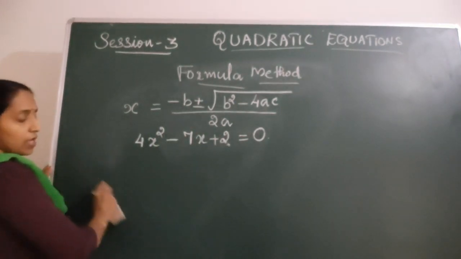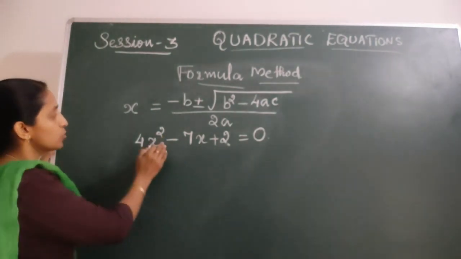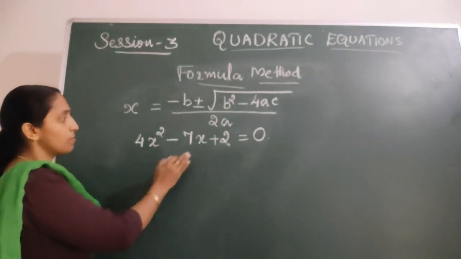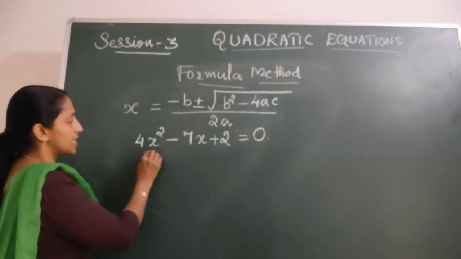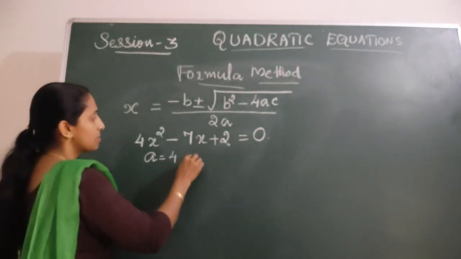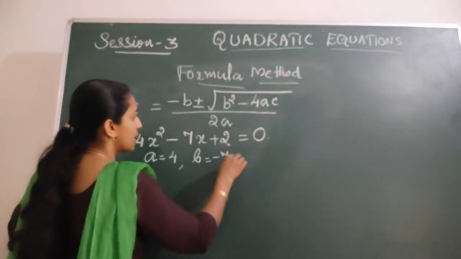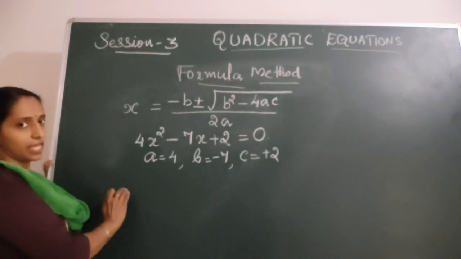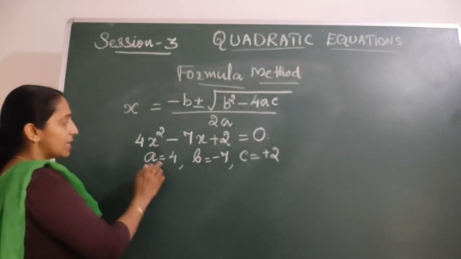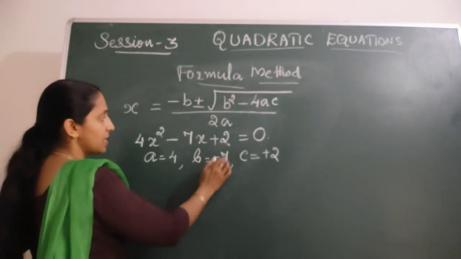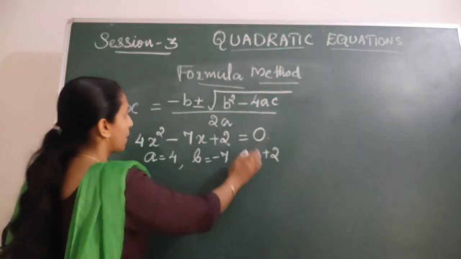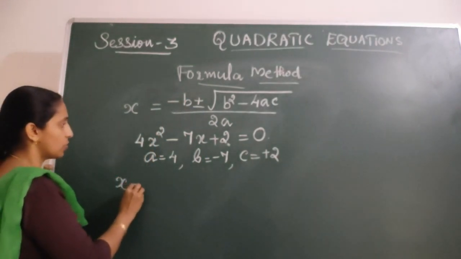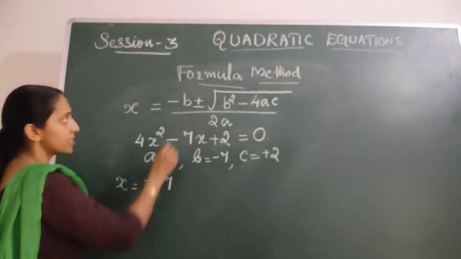First of all, after writing it in the standard form, you will take out the values of a, b, c from the equation. Here a is 4, b is minus 7 and c is plus 2. If it is a minus value, that minus sign also you have to take. So a is 4, b is minus 7 and c is plus 2. Then you will substitute the values in the formula, that is x is equal to minus of minus 7. Already it is minus b.